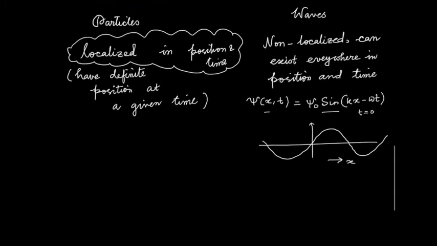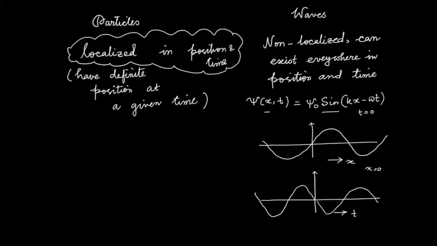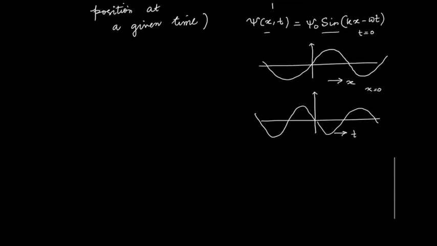So there is a value of the sine function for all values of x. I can do the same thing instead of fixing t, by choosing any position. Let's choose x equals 0, the easiest one. Again, if I plot it against time, it's sine of minus omega t, so it will probably look like this against time. So you see this is not localized, it's non-localized, so it exists everywhere in space and time, or it can exist everywhere in space and time.